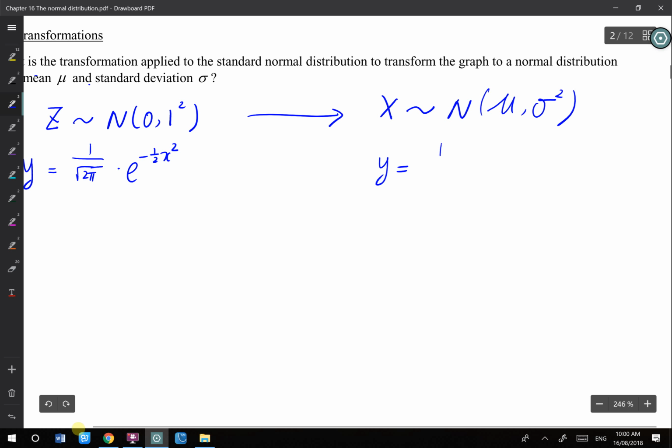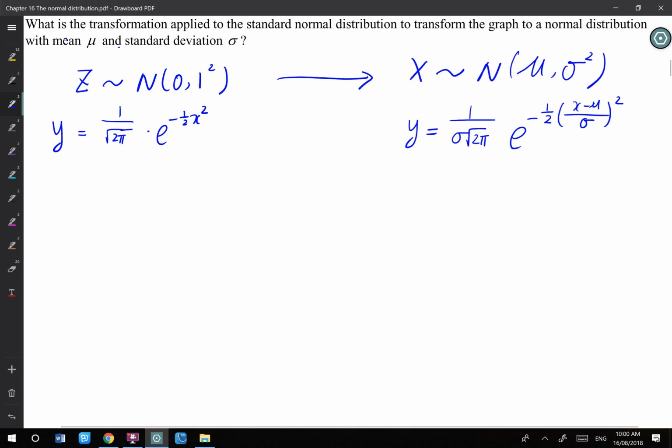This one is 1 over sigma square root 2 pi times e to the power of negative a half times x minus mu over sigma, squared. Well, just copy the two formulas. If you forget, you can see the first page, you have that at the very beginning. That's just the two formulas. The right-hand side one is the new function, so I'll put a dash here. So it's y dash, x dash.